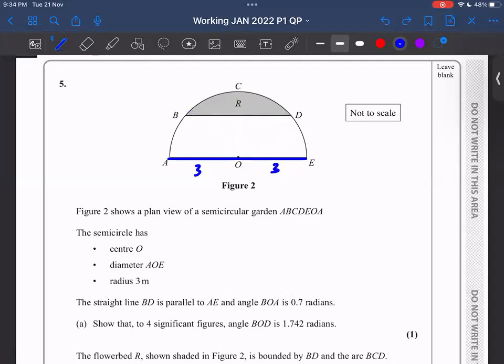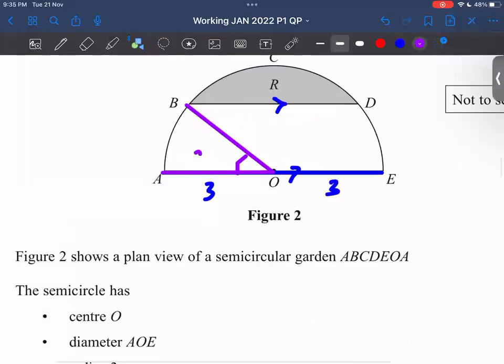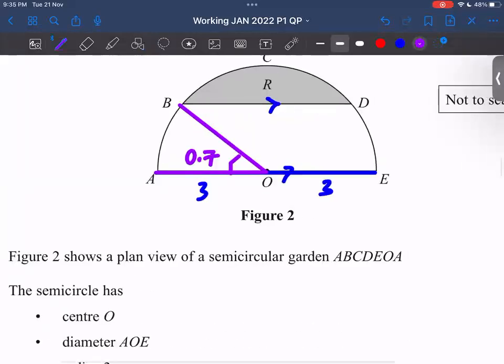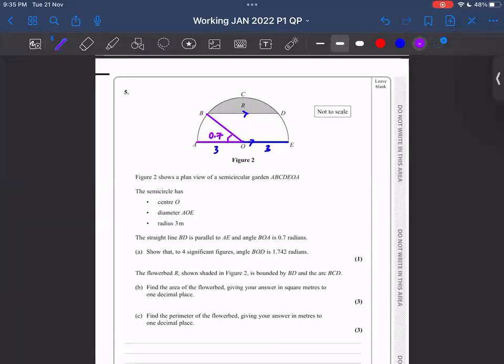The straight line BD is parallel to AE. These two are parallel lines. The angle BOA is 0.7 radians. The question is in radians, so we have to make sure that we are giving all the answers in radians. This one is 0.7 radians. Show that, for the figure, the angle BOD is 1.742 radians. They are asking about this angle.